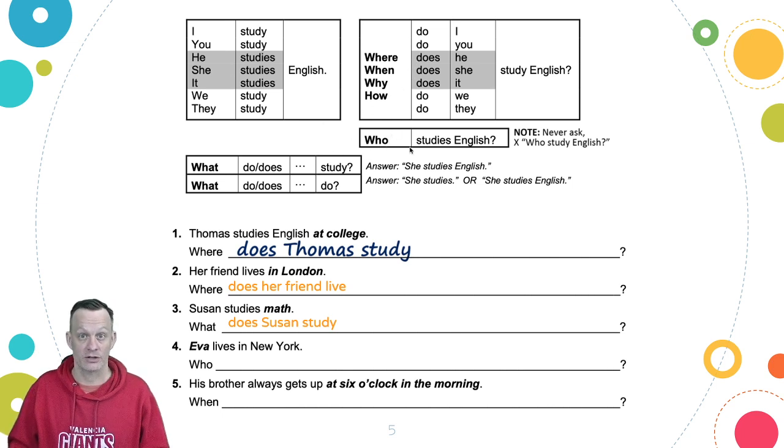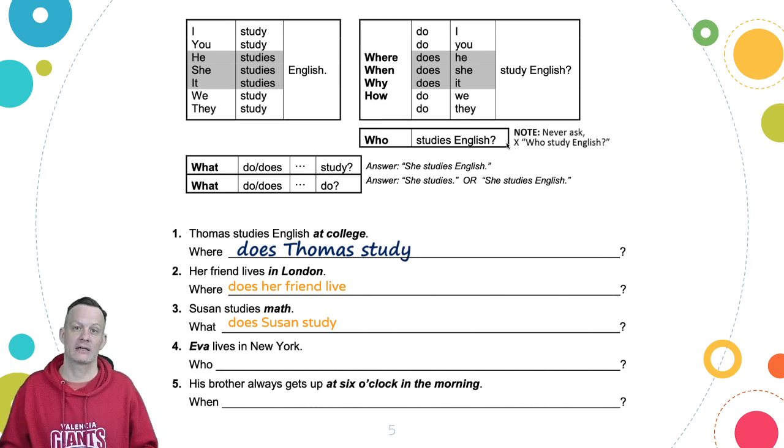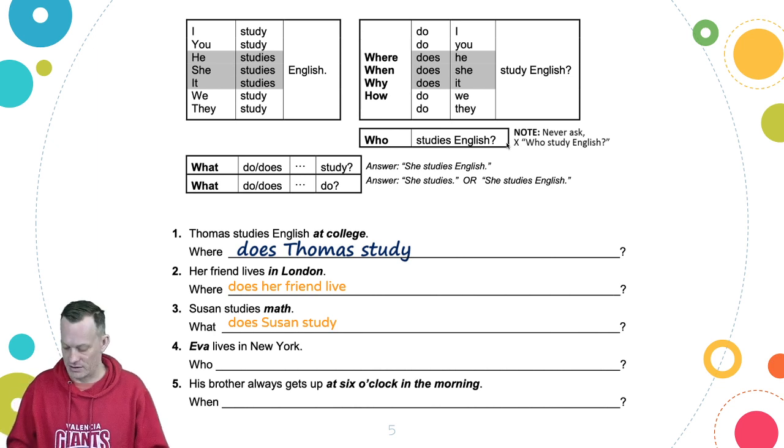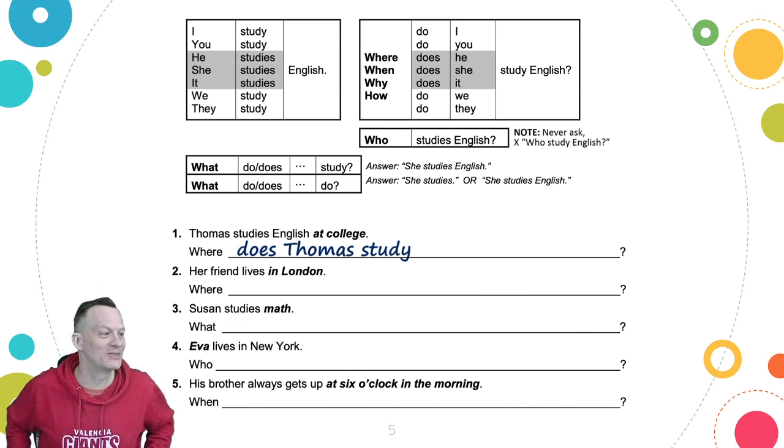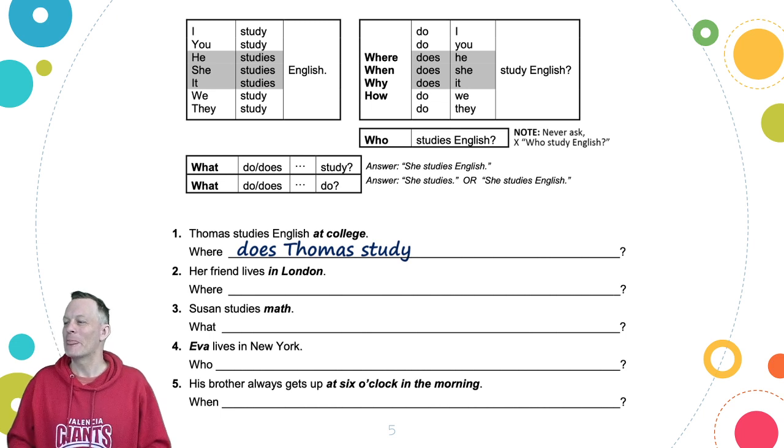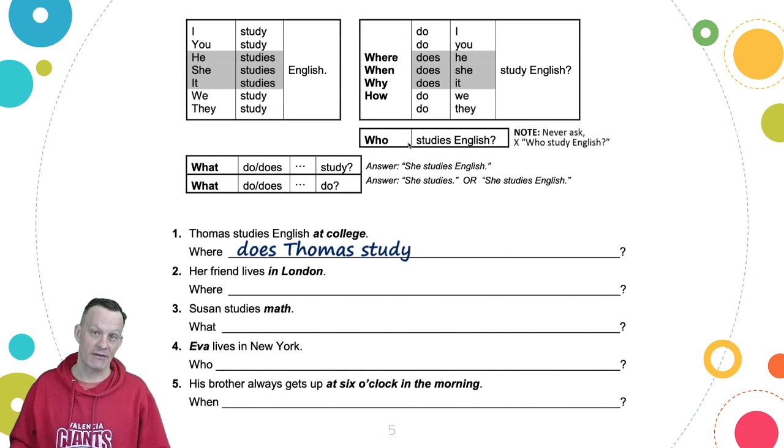The subject question, who studies English? We are asking for the subject. Well, he studies English, or I study English, or they study English, and I'm giving you answers to my questions. Okay? So notice that who is third person. Who studies English? We never say who study English.